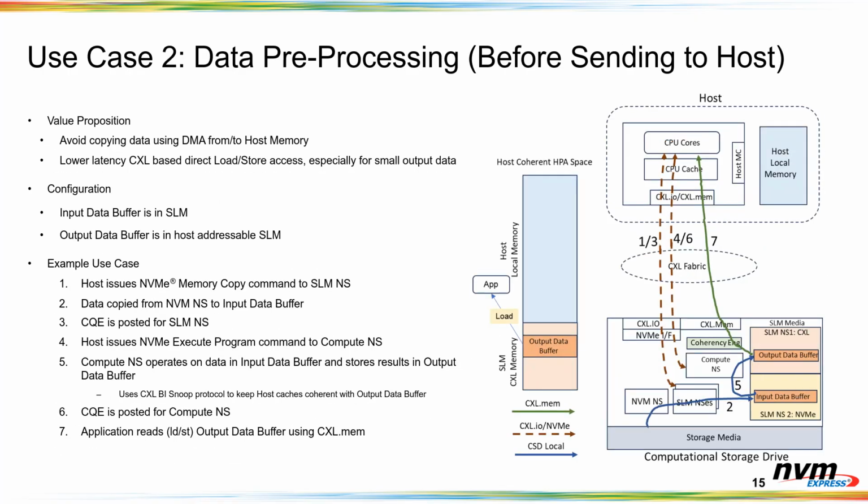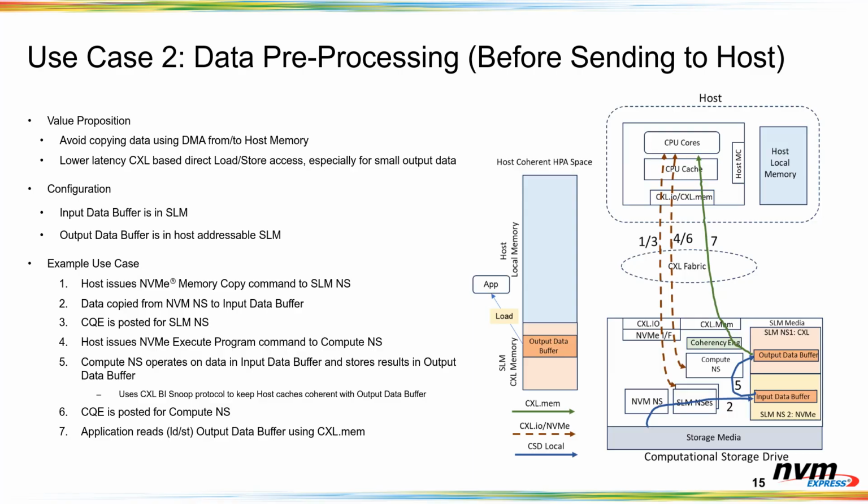All right, so let's move on to use case number 2. This is a similar use case, but it's going in the opposite direction. So we have a data pre-processing example before sending to the host. In this case, we have a similar value proposition. We're going to avoid copying data using DMA, and take advantage of CXL direct load store access for small input data.